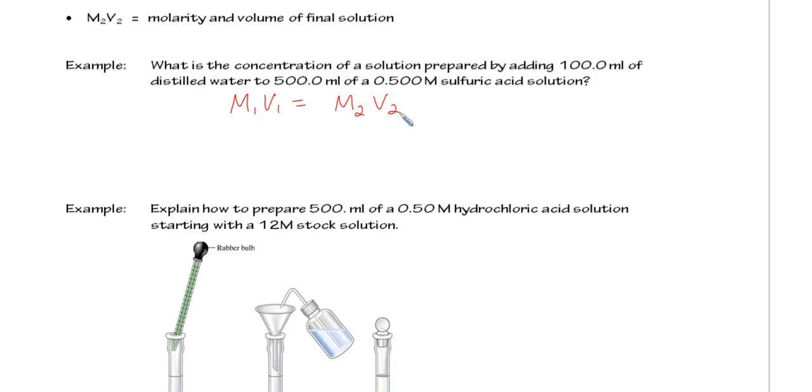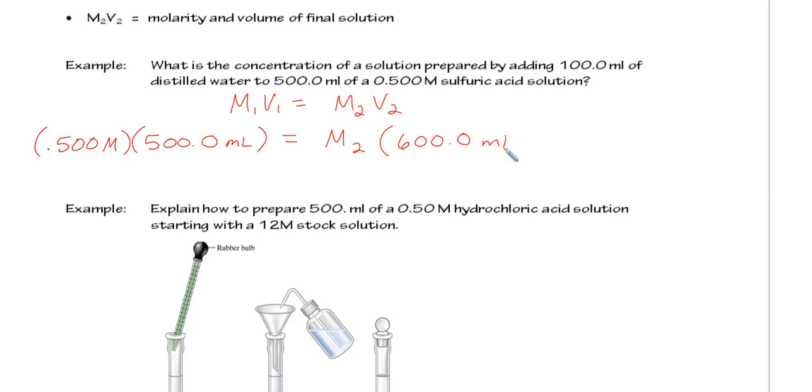The original molarity is 0.5 molar. It doesn't matter that it's sulfuric acid. I'm not changing that. And the original volume is 500.0 milliliters. I want to know the new concentration, that's the M2, when I add 100 milliliters of distilled water. So now the final volume becomes 600 milliliters.